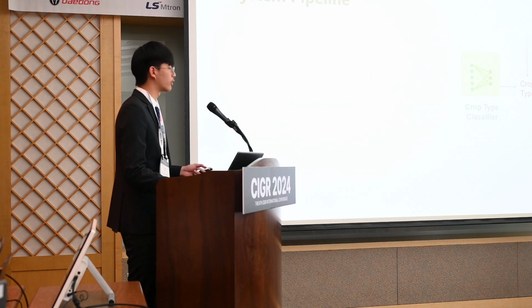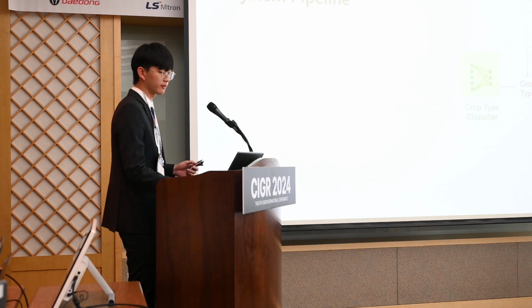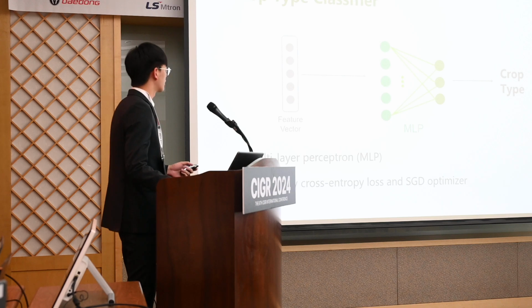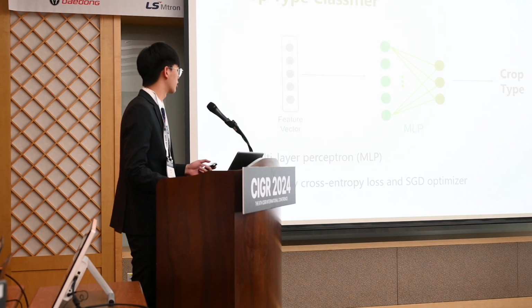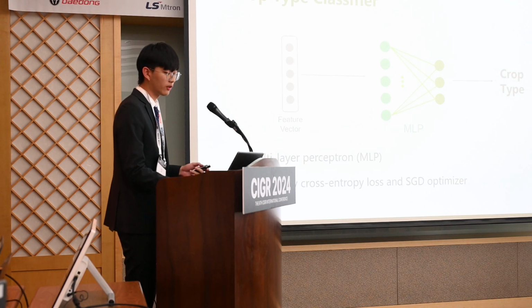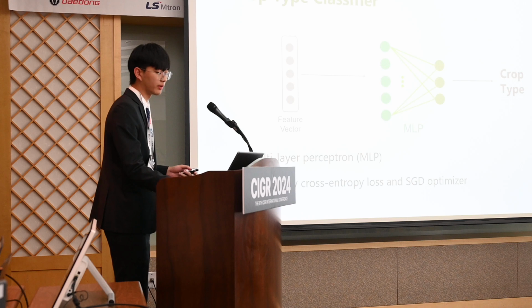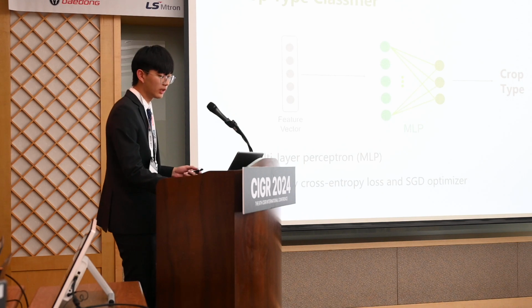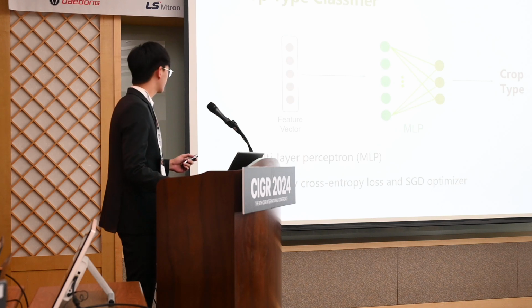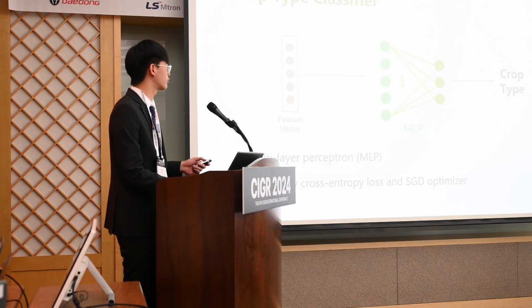And finally, the crop type classifier. The purpose of the crop type classifier is to accurately distinguish between the 53 types of crops. The crop type classifier was composed of a multi-layer perceptron, or MLP. The extracted features of the dataset filtered by the OD sample detector become the input of the crop type classifier, which then outputs the class of the crop type. The crop type classifier was trained with cross-entropy loss and the SGD optimizer.